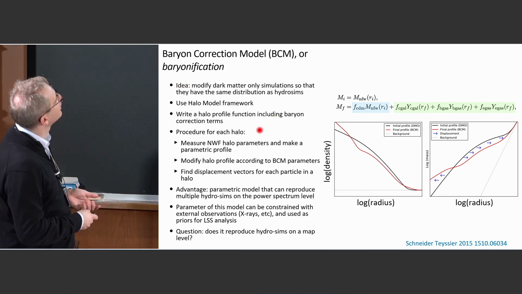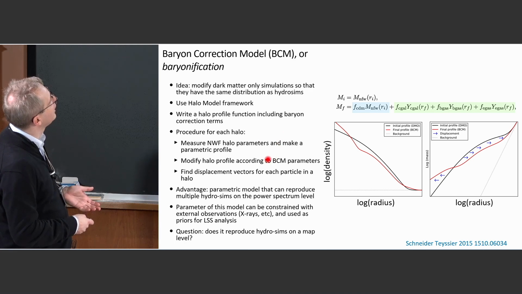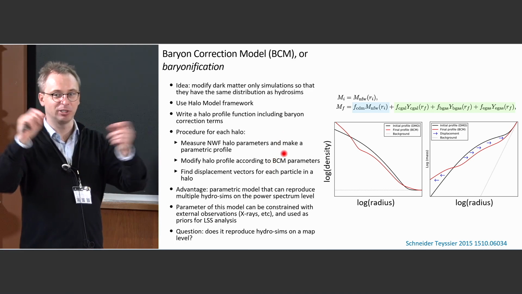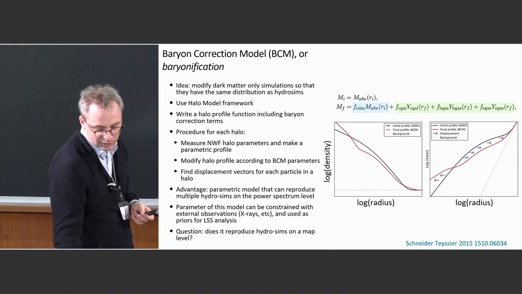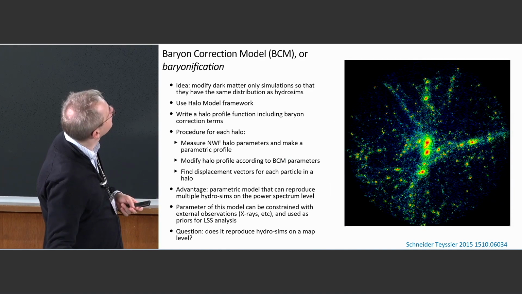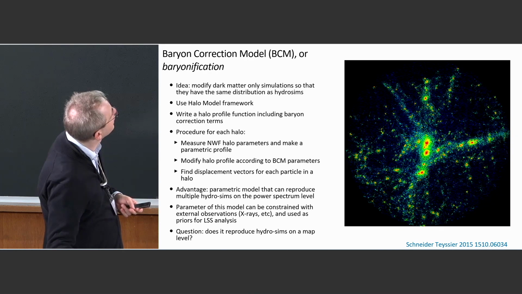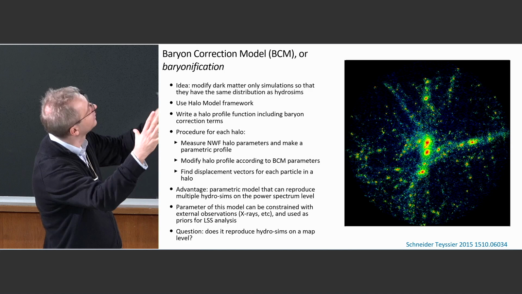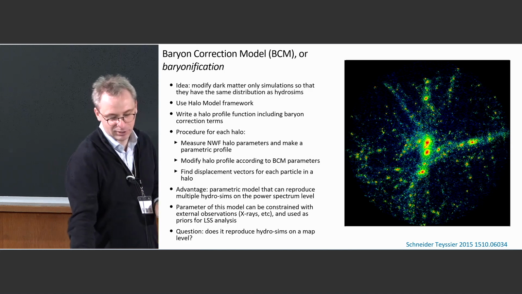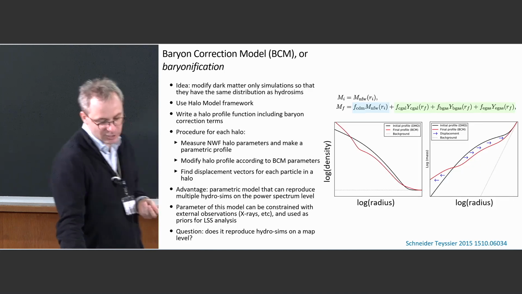So the procedure is, we find the halos, we modify the halos, and then we find the displacement for each particle. So we move the particles around a bit, like we've seen in these other pictures. Does it work? Yeah, you can see that they're moving in and out a little bit, depending on what you're doing. So that's how it works.